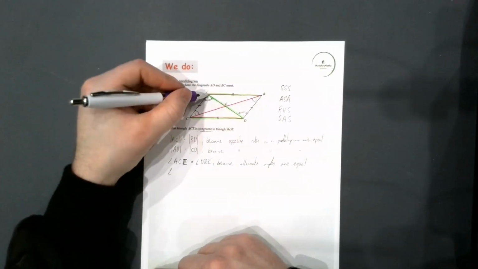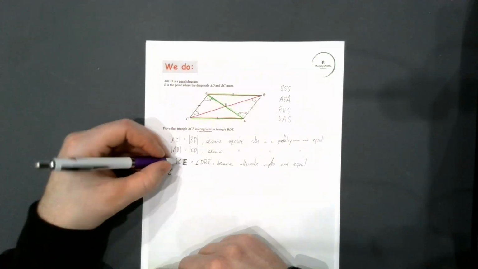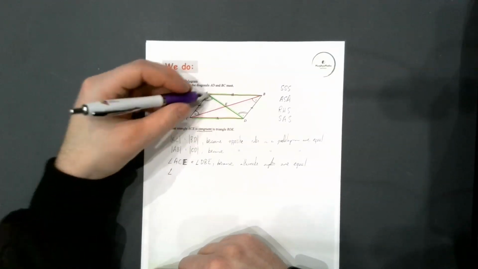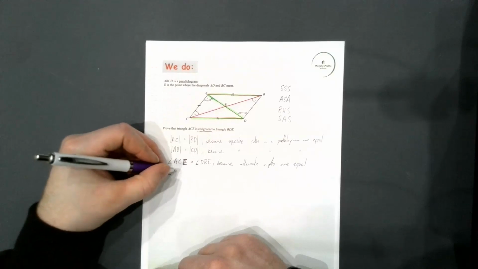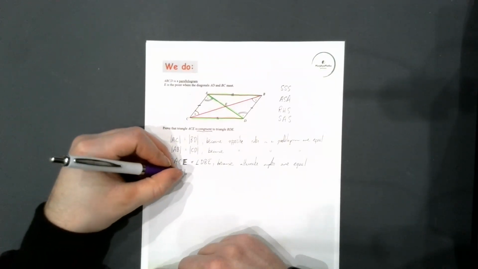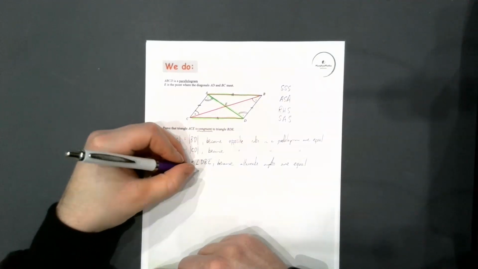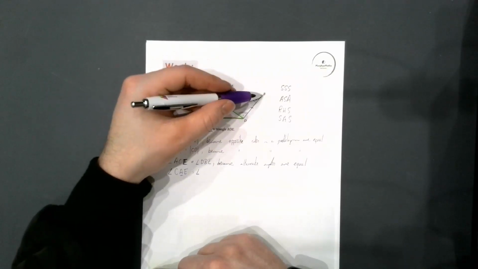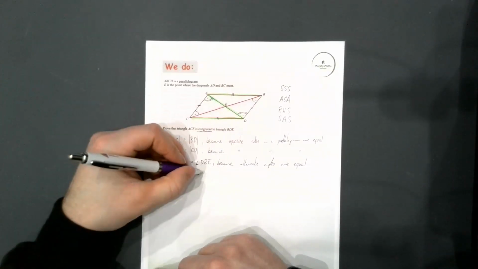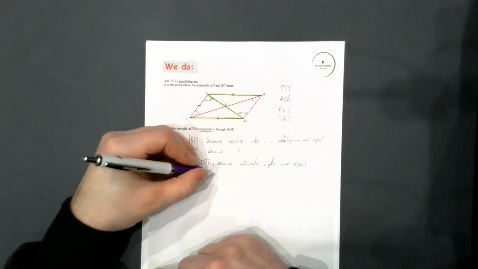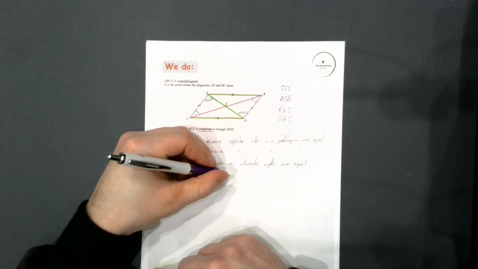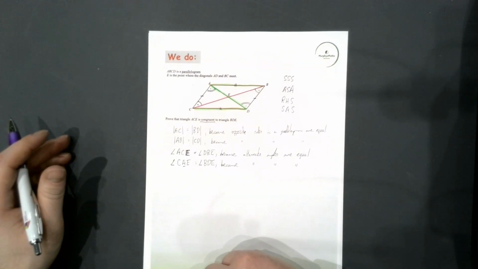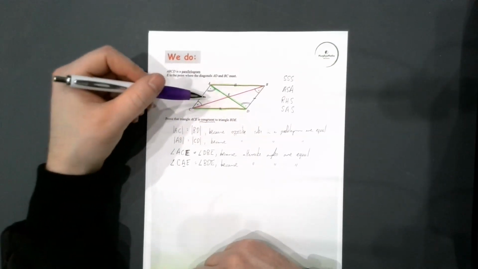This would be angle AEC. Sorry, A needs to be in the middle, so it will be angle CAE, is the same as angle BDE, as D is our angle here, so that needs to be in the middle of my letters. And that again is because alternate angles are equal. So I think I've got enough information here to show that they are congruent.